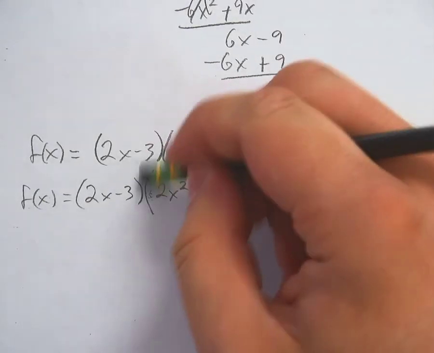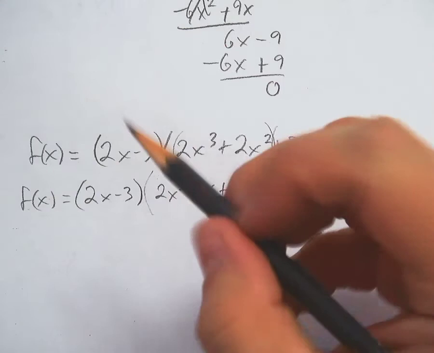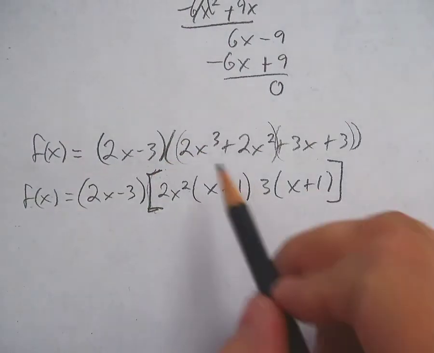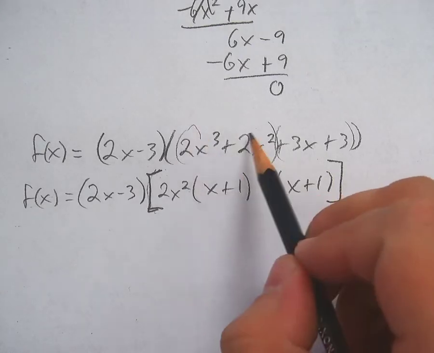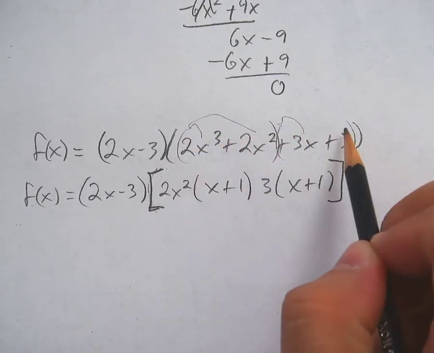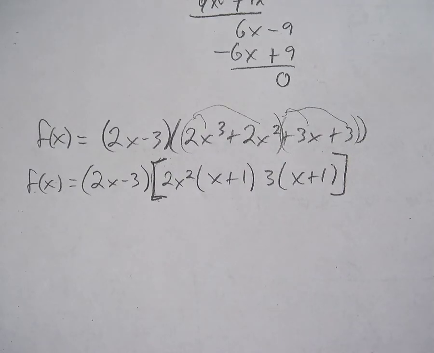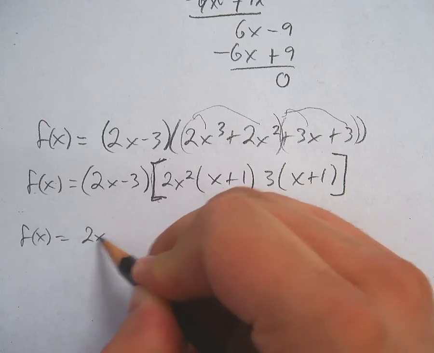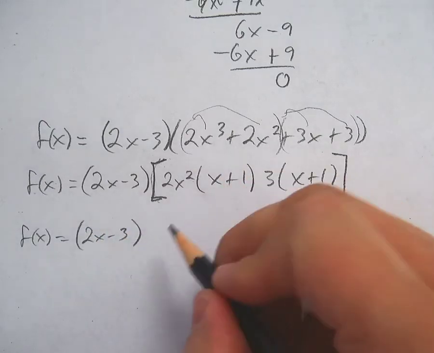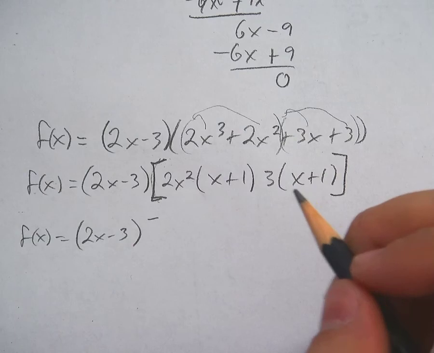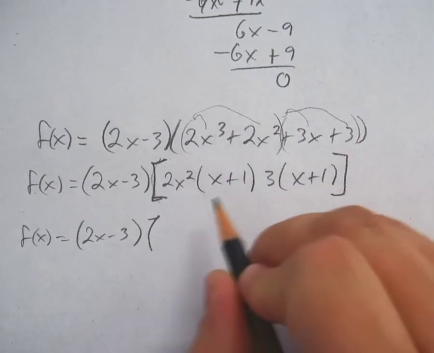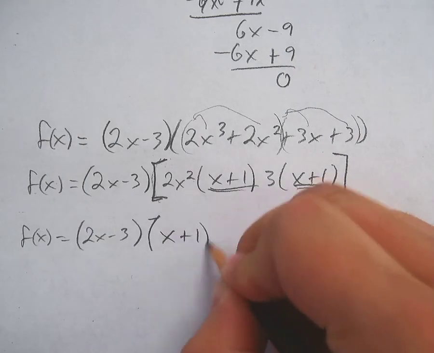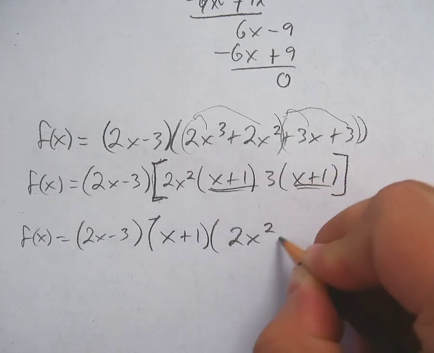Let me change this to a bracket. Maybe that'll help y'all see that a little bit better. Too many parentheses can get confusing. There we go. Pulled out a common factor out of these two. Pulled out something out of these two. So f of x is 2x minus 3 times, these are the same inside, so I know I did something right, x plus 1 and 2x squared plus 3.